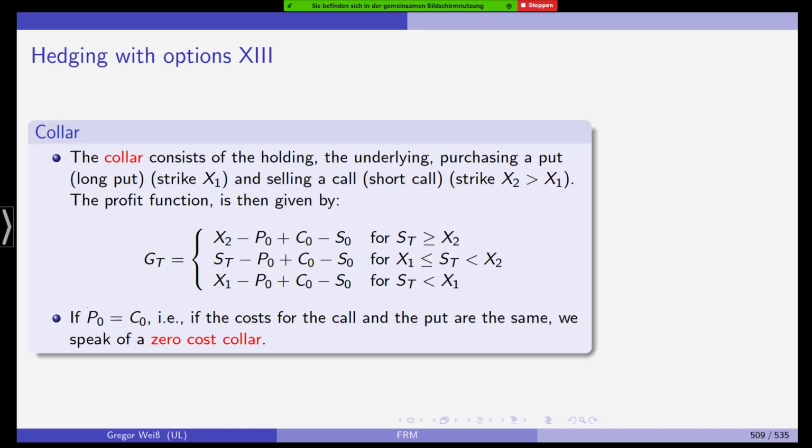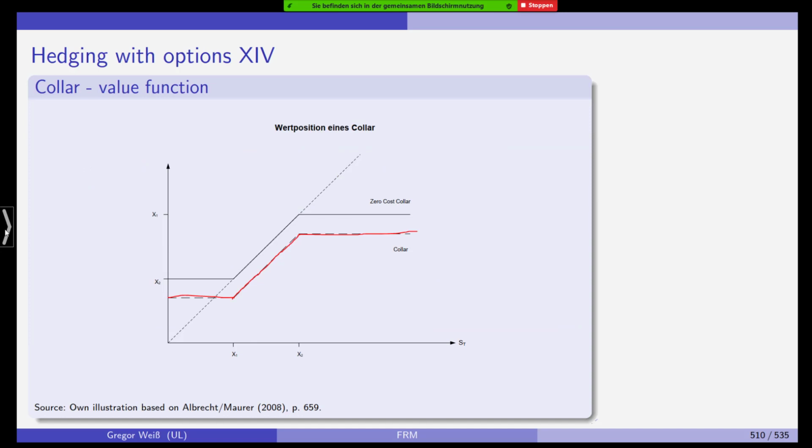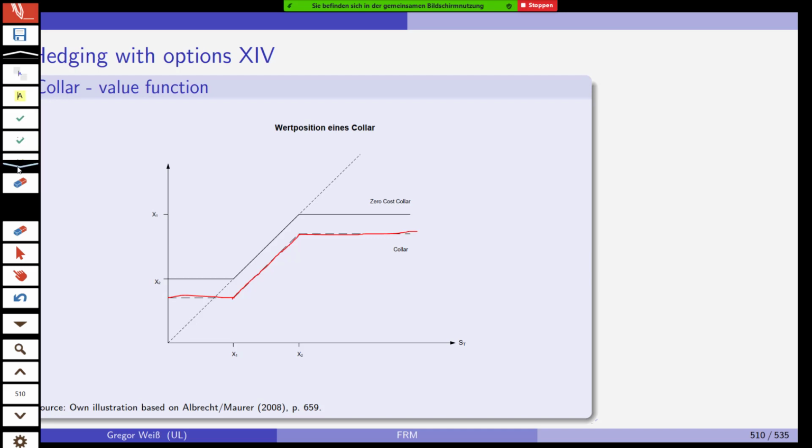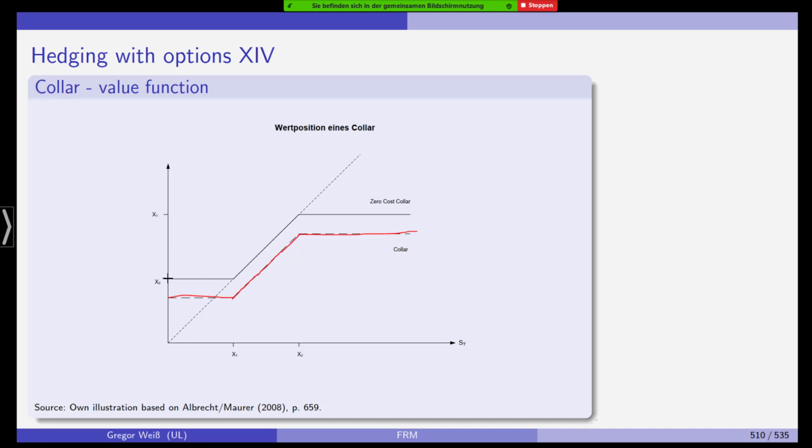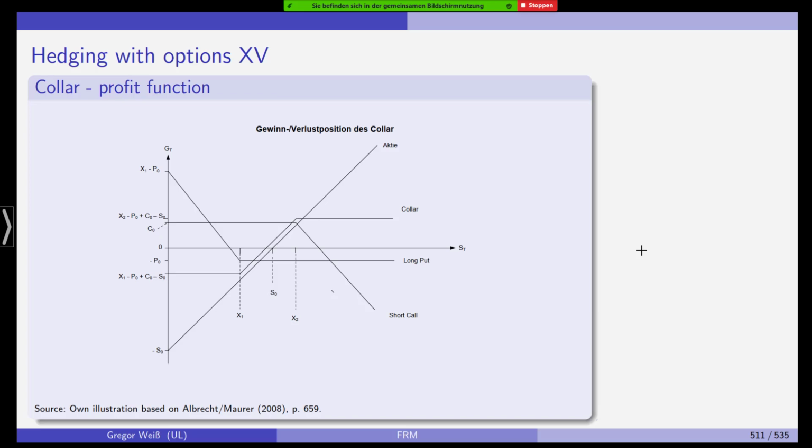If P0 is C0, so if the price of the put is the price of the call, then we are calling this a zero cost collar, which in this case is this line here. It's very nice. It bounds the losses. Then in the middle it has the same profits and losses like the stock, and then again it's all bounded below. That's the profit function. It only means that you have to add the investment in the stock, and then we get the collar.